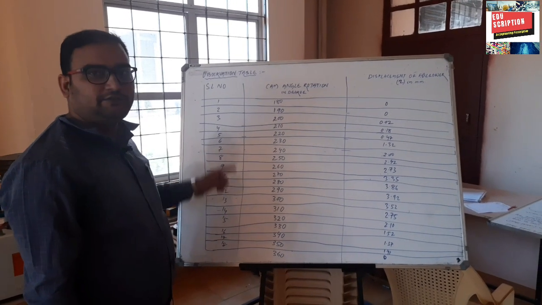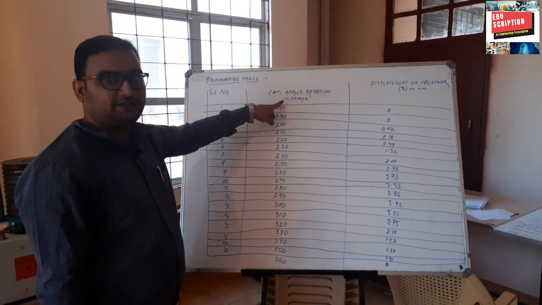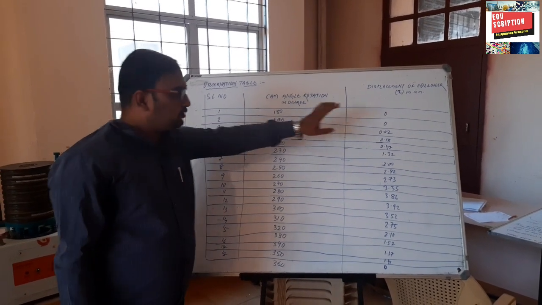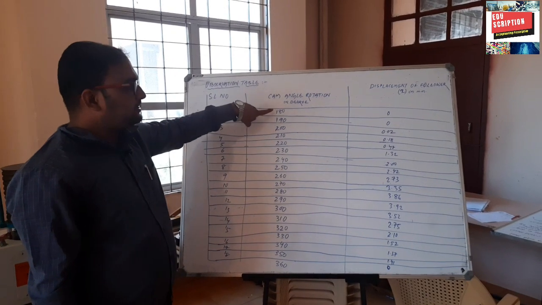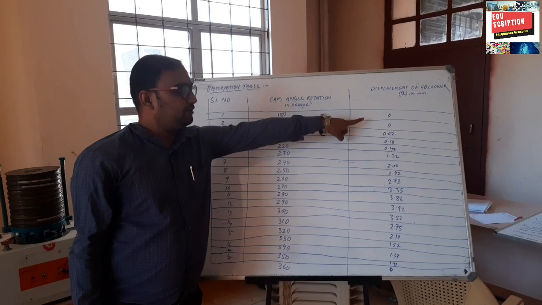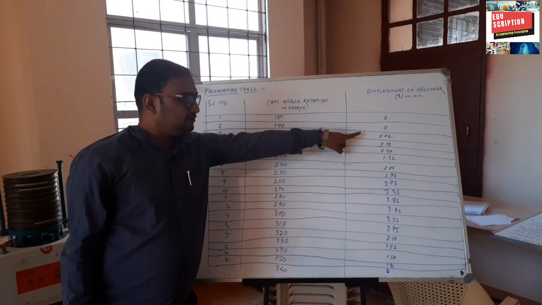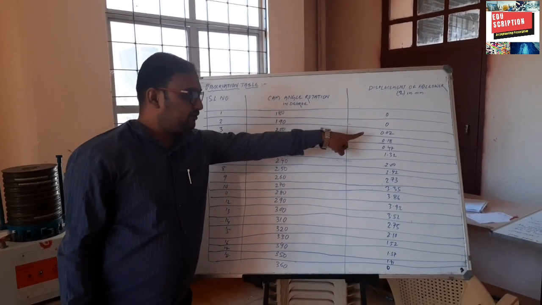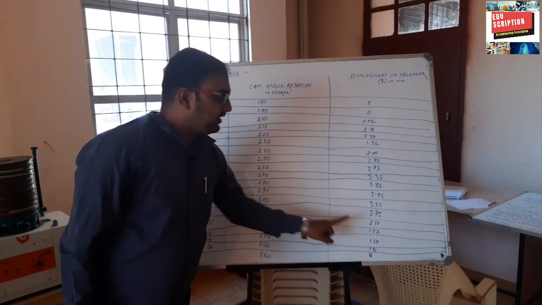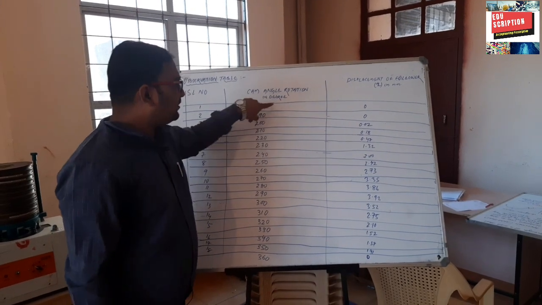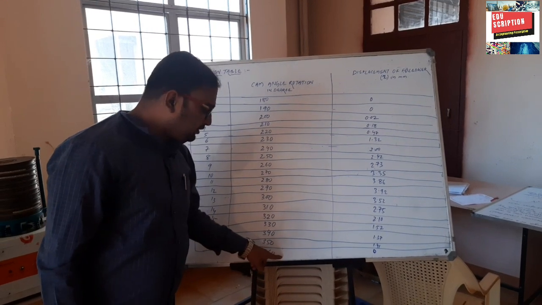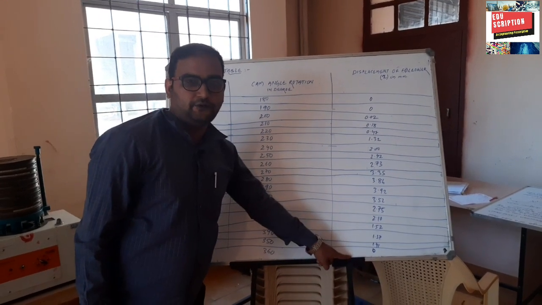This is the observation table to record the cam angle rotation in degree and the displacement of the follower in millimeter. Here, for the corresponding cam angle rotation 180, the displacement of the follower is 0, at 190 it is also 0, and at 200 it is 0.02. Likewise, when it comes to 360 degree, it is again 0. That means there are two dwell periods: one for 180 degree and 190 degree, and another dwell period for the cam at 360 degree.